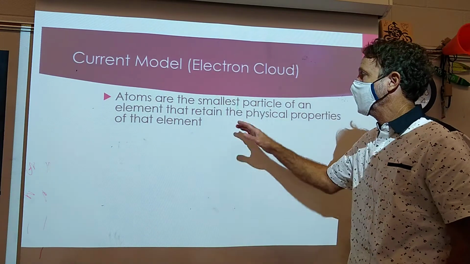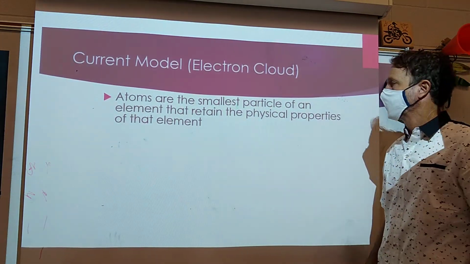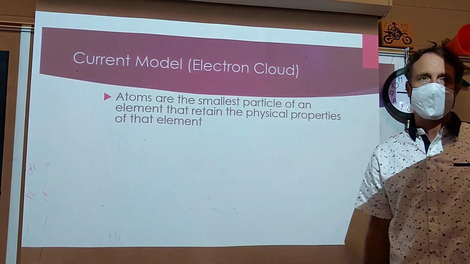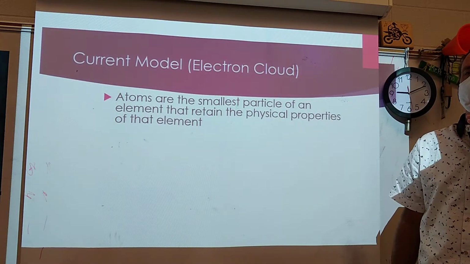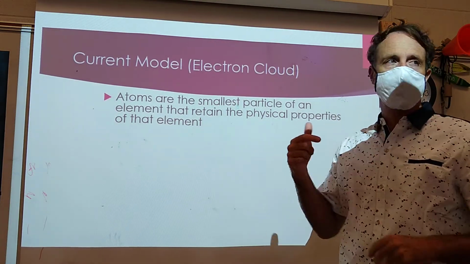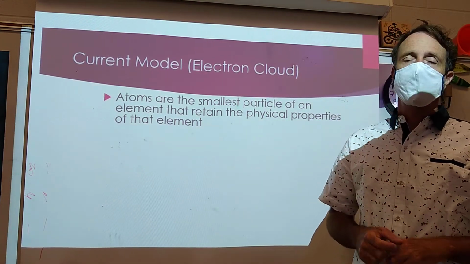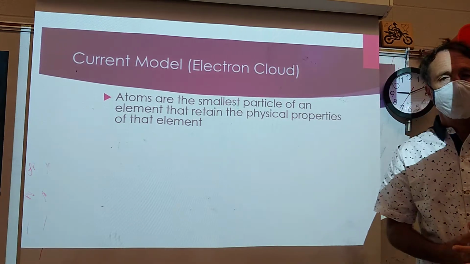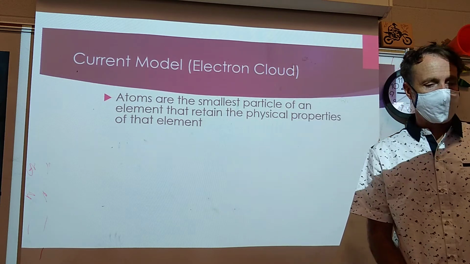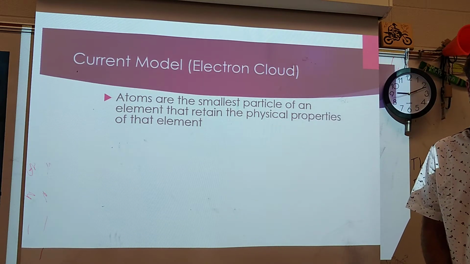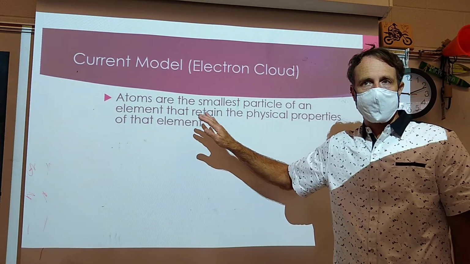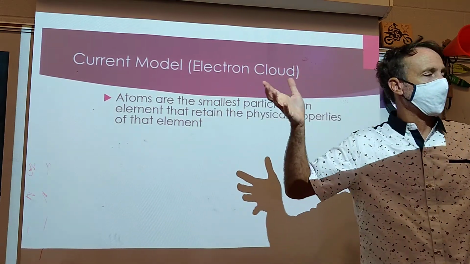Currently, atoms are the smallest particle in an element that retain the physical properties of that element, okay? So an atom is a complete unit of matter. It's a complete unit of an element. There are only 118 different types of atoms, and those are the 118 elements that exist, okay? So if you just want to write down just a short part of this, these notes will be online, okay?